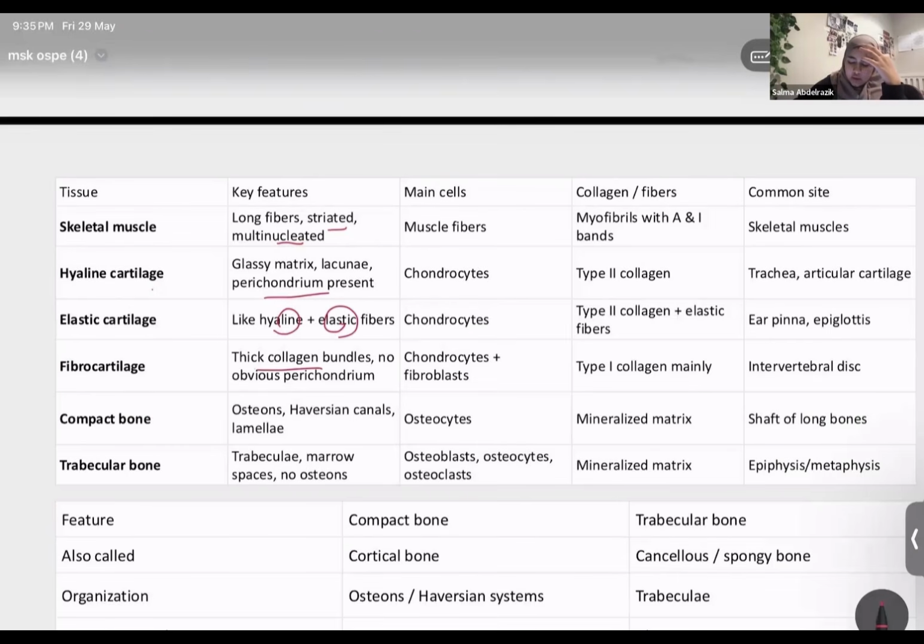So fibrocartilage is thick collagen. It has type 1 mainly, but it also has 1 plus 2. Hyaline is type 2. Elastic cartilage is type 2 plus elastic fibers. You see? This is in the trachea. This is in the patella and epiglottis. This is in the intervertebral disc.